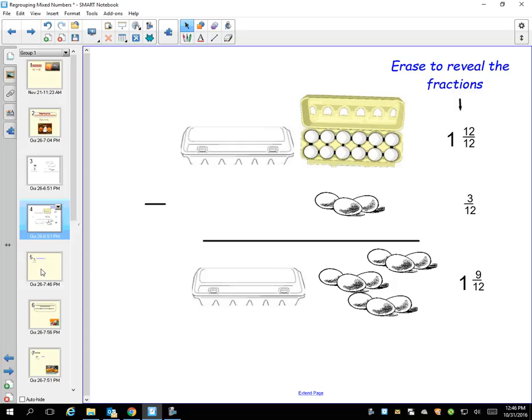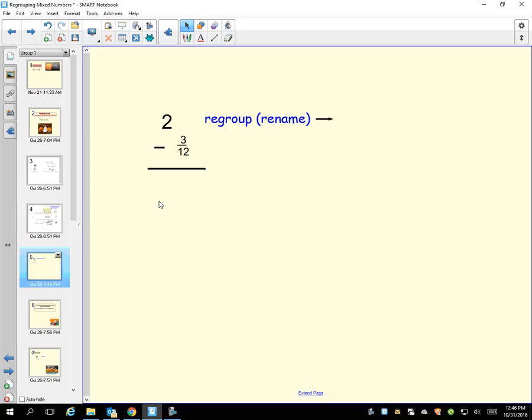Okay, so let's use some numbers. So write this problem down: 2 minus 3/12. It's the same problem we just did. We're just going to look at it without the eggs and only use the numbers. Since we can't take 3/12 from nothing, we're going to have to rename this 2 wholes. We're going to have to go next door and borrow, just like we do when we're subtracting whole numbers. So I'm going to go next door and take away 1 whole. And my 1 whole, I'm going to add on this side.